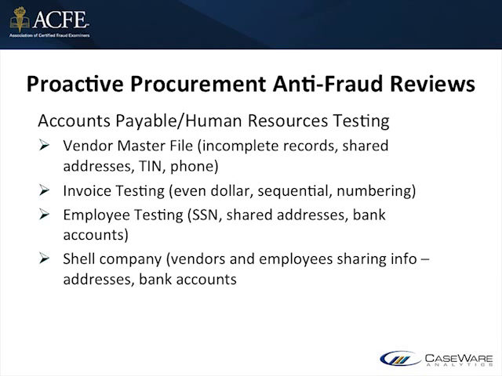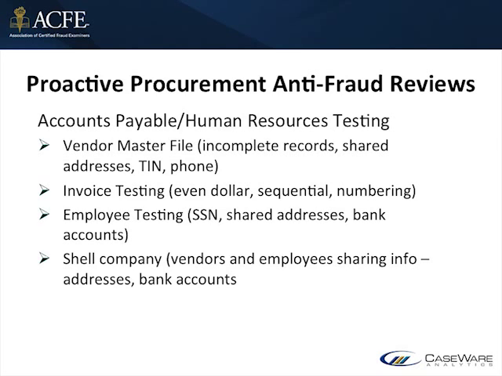Okay, we're going to move forward now, and we're going to look at some proactive procurement anti-fraud reviews that we can conduct to identify anomalies, as Andrew mentioned earlier. And the first area that we're going to look at involves accounts payable and human resources testing. So that is going to involve our vendor master file, and we're going to be looking for items like incomplete records, shared addresses, tax ID numbers, phone numbers.